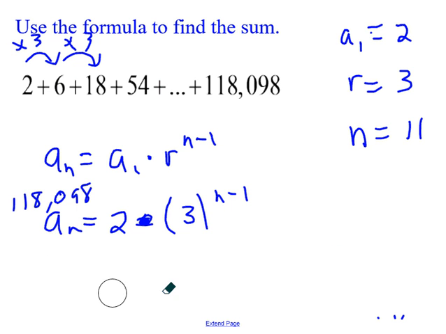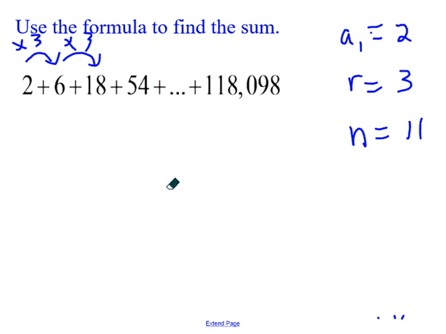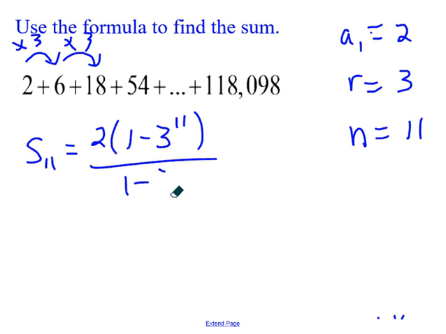Now I can go back to my sum formula. So that was using my sequence formula for geometric. Now I can go back to my sum formula and say, I know that this is adding up 11 numbers. And so I take my first term times 1 minus my ratio to the 11th all over 1 minus my ratio. You should try and stop the video, see if you can figure that one out.